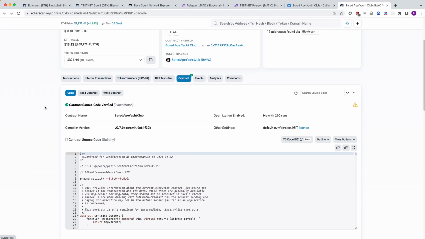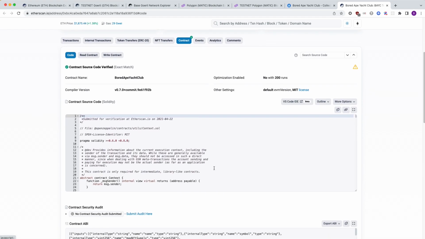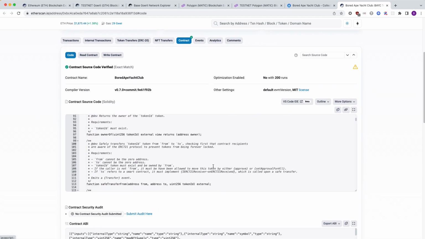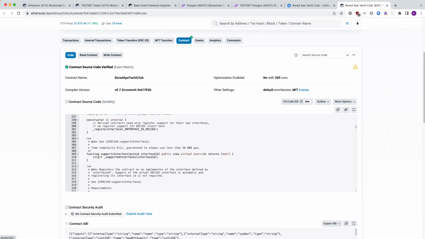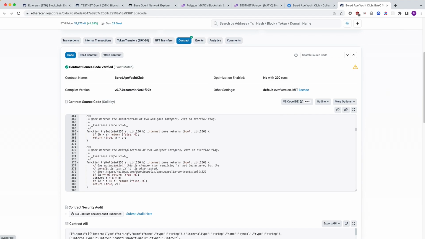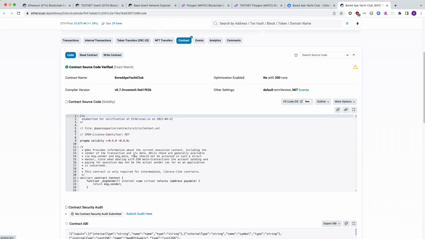In this tab, if you've verified, or if someone has verified, the source code for this contract, then you can see it. You can review all of the parts of the contract and take a look at how it's constructed. This is important to keep in mind when you're developing.